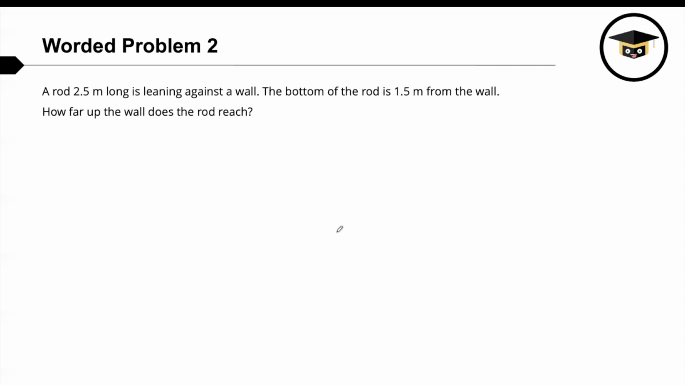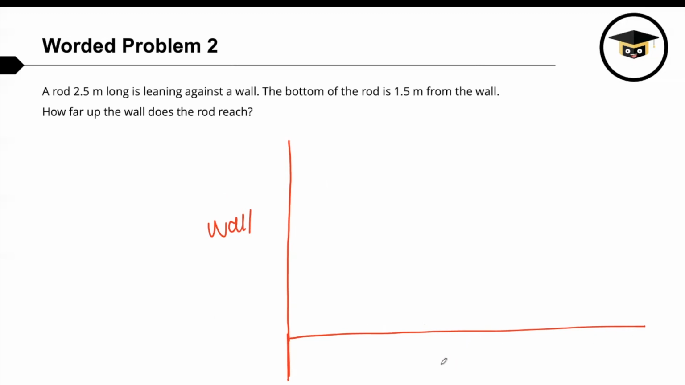Okay, so with this particular question, what you want to do is draw a nice diagram. So let's just draw the wall. I'm not an artist, but in fact, it might be better to not draw a 3D diagram. So let's just call this our wall. Okay, so we're going to draw a 2D diagram, and this is the wall. So there we go. Now we also have the ground or the floor. So that would be our floor over here.